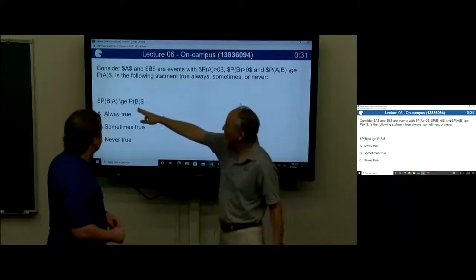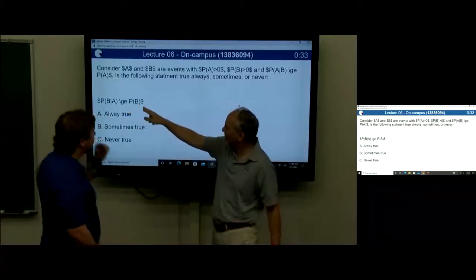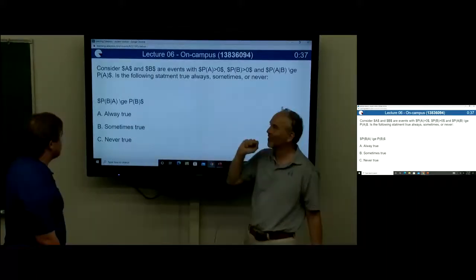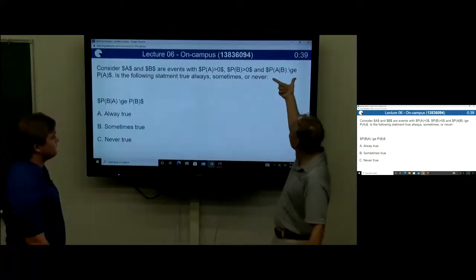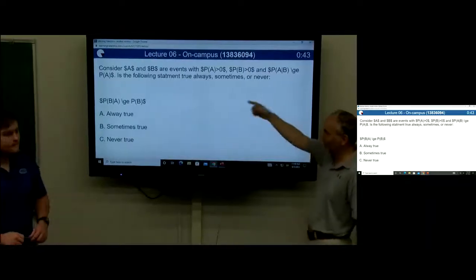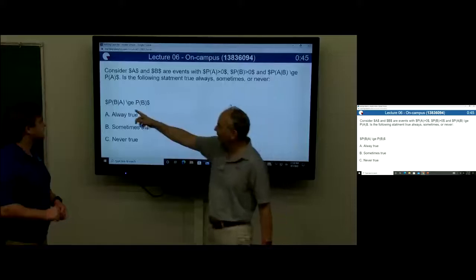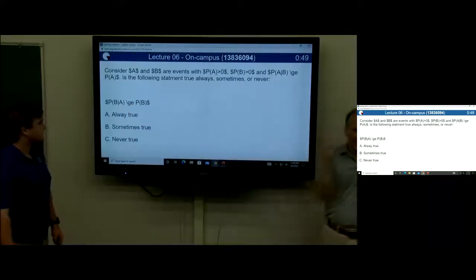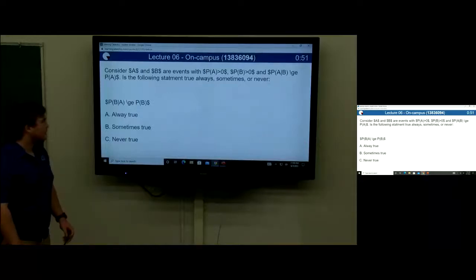So is this statement, probability of B given A greater than or equal to probability of B, always true, sometimes true, or never true? In other words, does the conditional probability of A given B being at least as big as the probability of A imply that the probability of B given A is greater than or equal to the probability of B, or not, or the opposite? What's the fact?